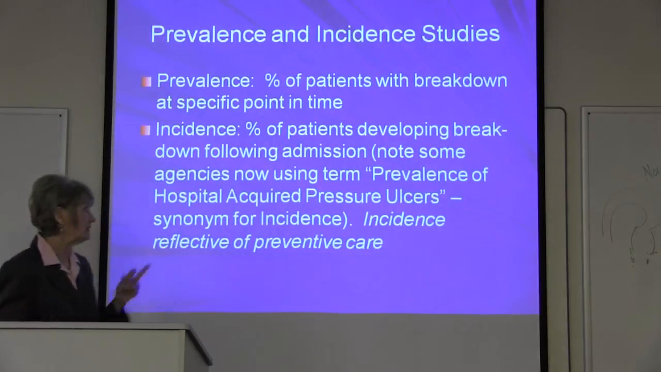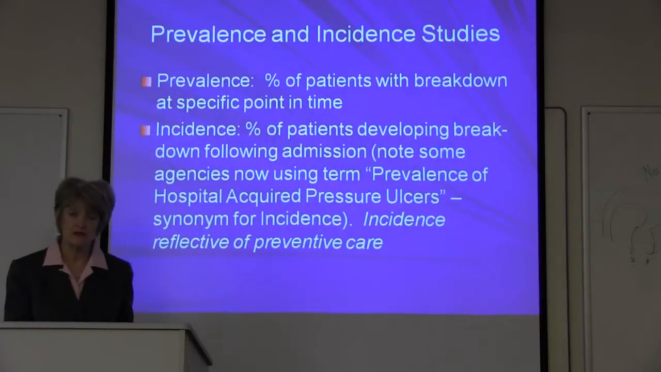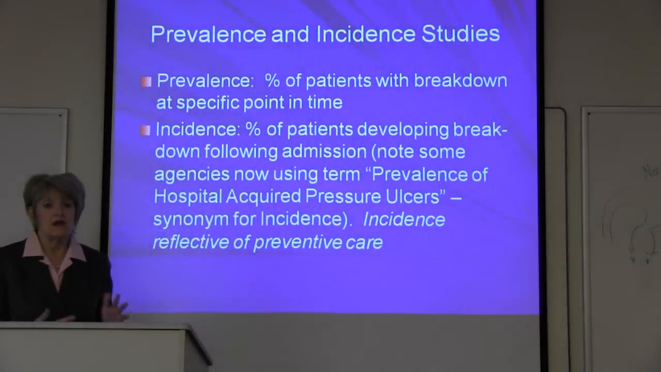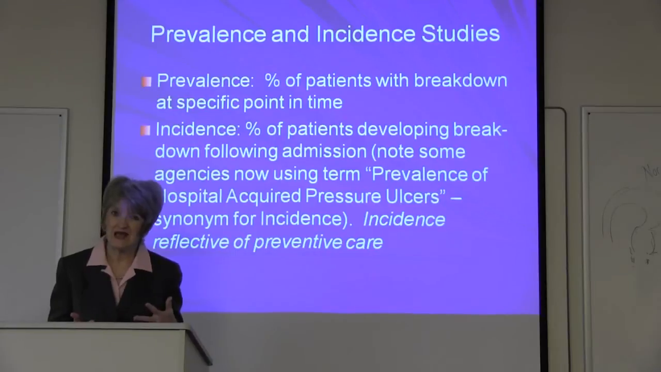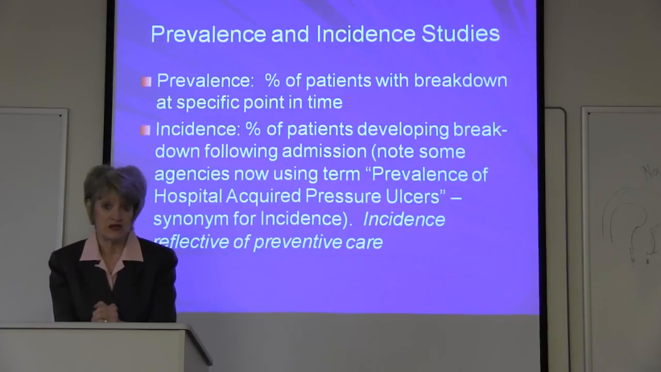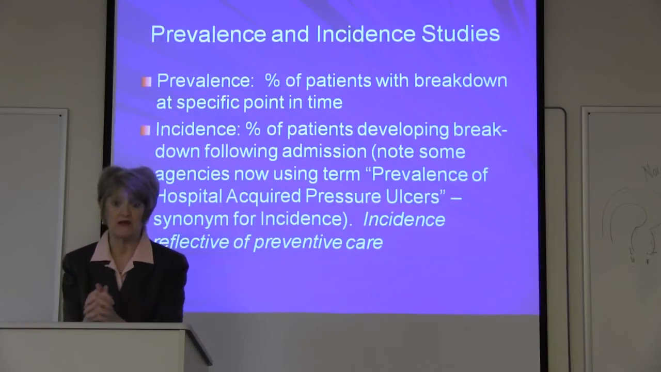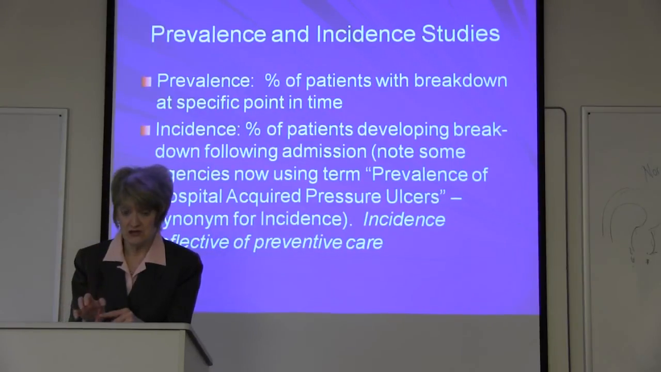Now, you'll see on the slide, and you'll see this in the literature, that there's a new term out there, and they talk about prevalence of hospital-acquired pressure ulcers. And that essentially is a synonym for incidence. Now, how would I get that data? Well, let's say that I went back, same 100 patients, we surveyed those 100 patients. 10 patients had breakdown, 10% prevalence. I go back and I look at the nursing admission for those 10 patients who have breakdown at this point in time. And I find that 5 of those patients had breakdown at the time of admission.